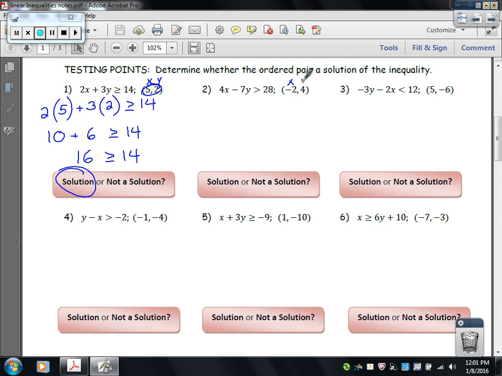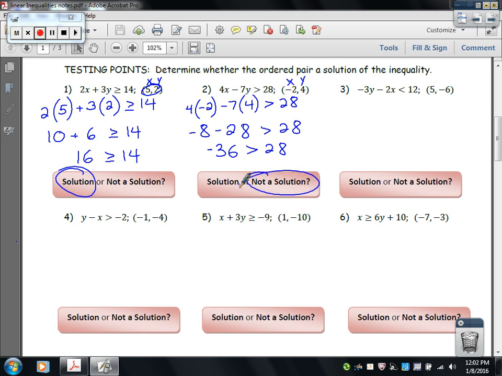So this time I'm plugging in negative 2, 4. So I'm replacing x with negative 2. So 4 times negative 2 minus 7 times my y value, which is 4, is greater than 28. 4 times negative 2 is negative 8. Negative 7 times 4 is negative 28. So when I evaluate these two, negative 8 and negative 28, I get negative 36. So you guys tell me, is negative 36 greater than 28? It is not. So that is not a solution.